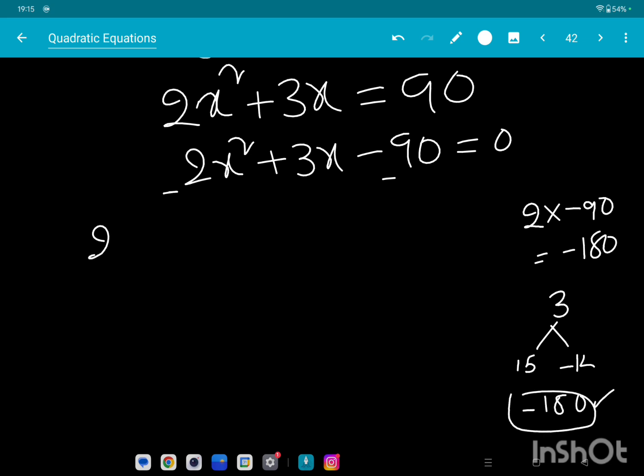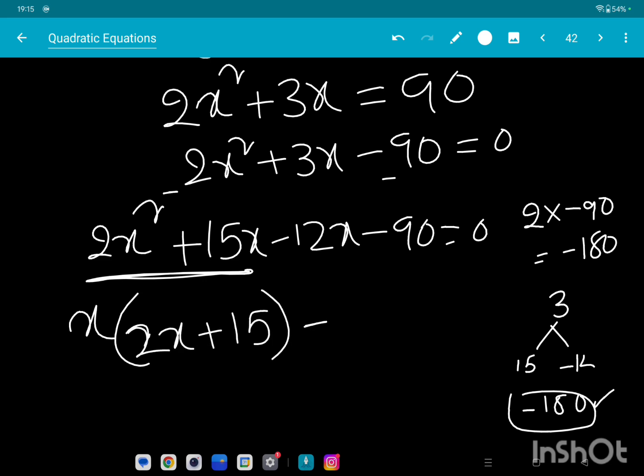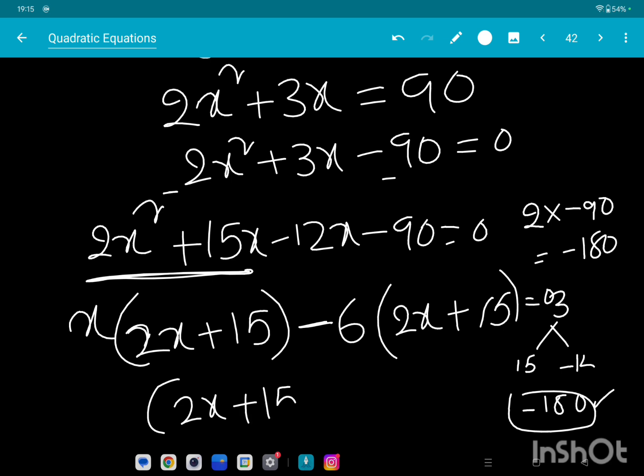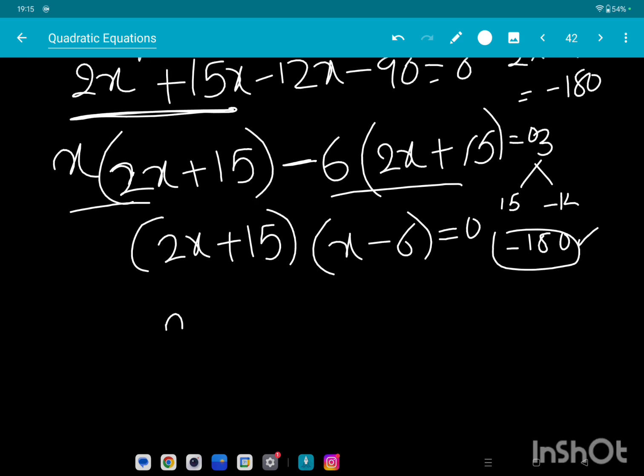So I can write it as 2x square plus 15x minus 12x minus 90 is equal to 0. Now I will take x as common. If I take x as common in these two terms, then the remaining term is 2x plus 15. And if I take minus 6 as common, then what will I get? Same, 2x plus 15. So if I take 2x plus 15 as common, then the remaining term will be x minus 6 is equal to 0.